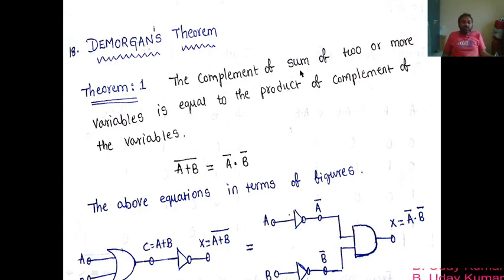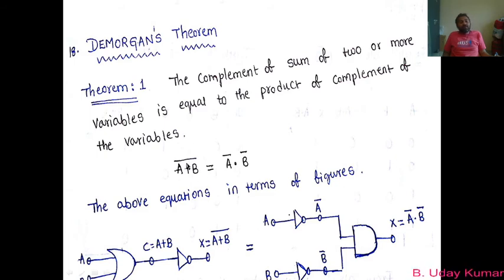So please check it out. Sum is nothing but addition. You already know that. Sum is nothing but addition. So this complement represents the NOT gate and the sum represents the OR gate, so that you have to understand. Okay, so the complement of sum of two or more variables. So two or more variables, here the variables are taken by A and B.